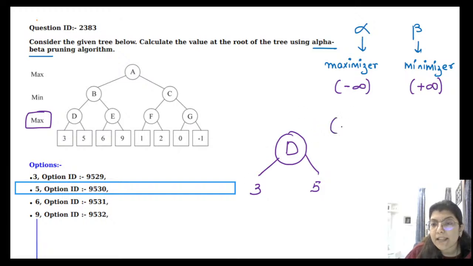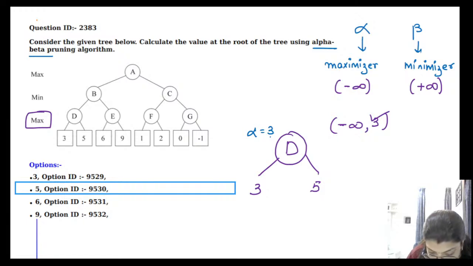So on comparing the value of alpha, that is minus infinity, and 3, what will come? I need what? This is alpha, this is the maximizer. So what is the maximum element out of the two? The maximum value is 3. So at D, the value of alpha becomes what? The value of alpha becomes 3. Yes or no?